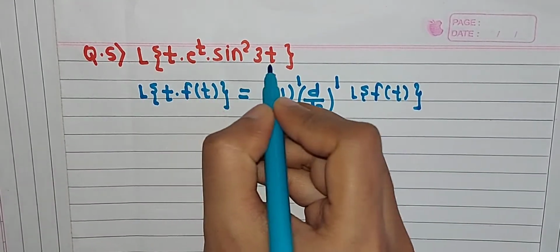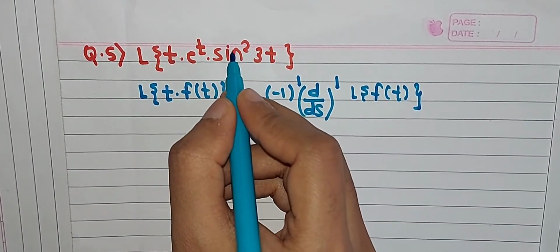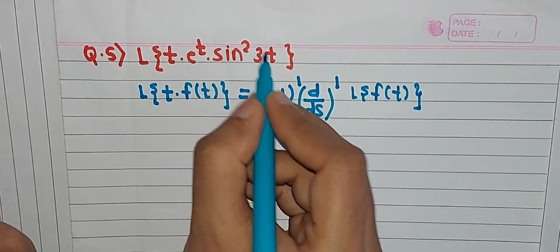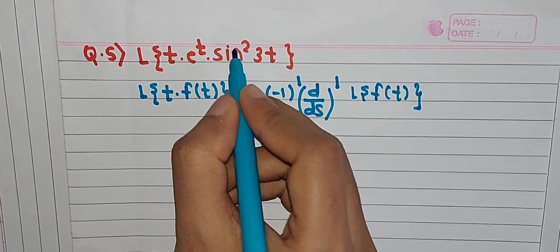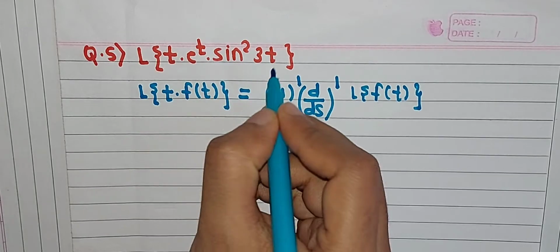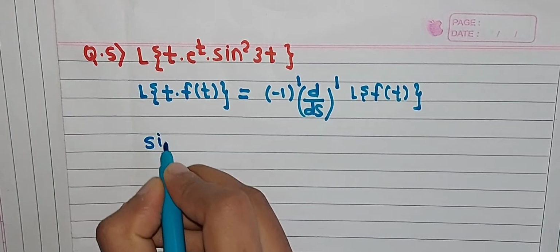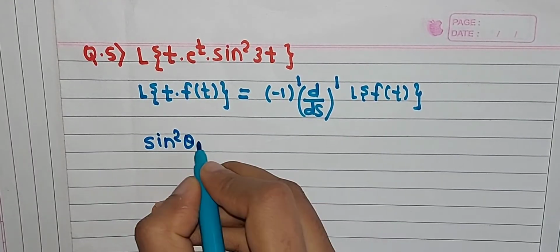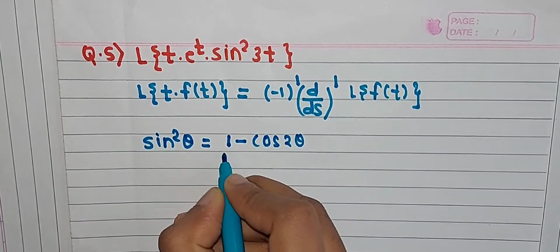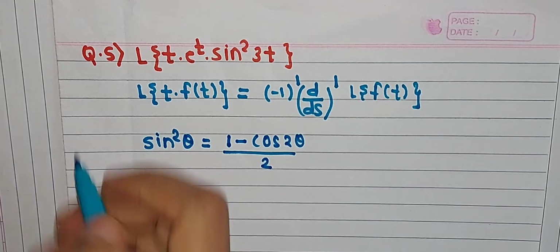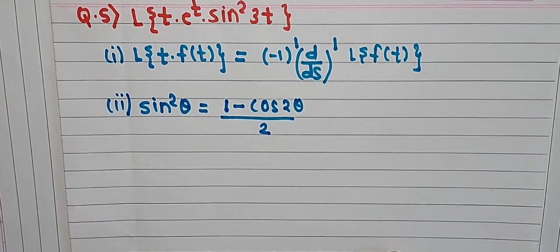Here we have a function that is sin square 3t. When we apply Laplace on this sin square 3t, we don't have any standard formula for it. We have a formula for Laplace of sin 3t, but we don't have a formula for sin square 3t. Therefore we will convert this order 2 into linearity form. That is why we will use another formula, that sin square theta can also be written as 1 minus cos 2 theta divided by 2. So this is our first formula and this is our second formula.